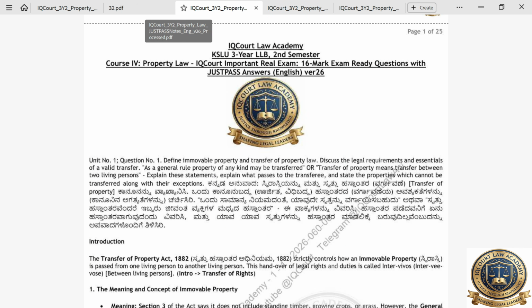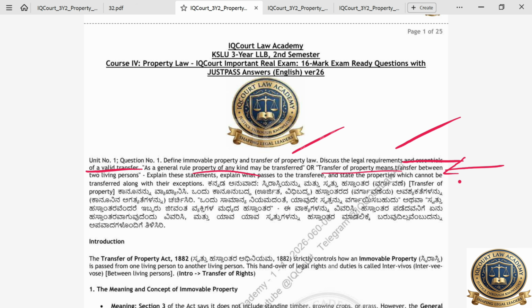As per our IQCourt Law Academy study materials, the first question is Unit 1, Question Number 1. Define immovable property under the Transfer of Property Act. Discuss the legal requirements and essentials of a valid transfer. This is very, very important. You have to write the essentials of a valid transfer for all the questions. As a general rule, property of any kind may be transferred. Transfer of property means transfer between two living persons. They may ask like this, or this one also, or otherwise this one. So you have to write the same answer, but they will ask you in a different way to confuse you.